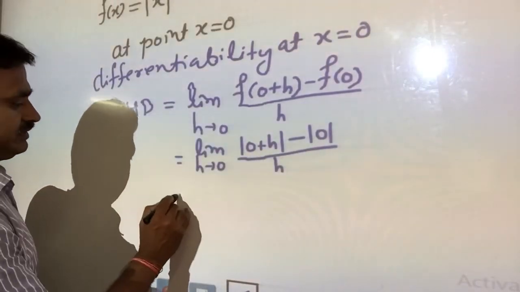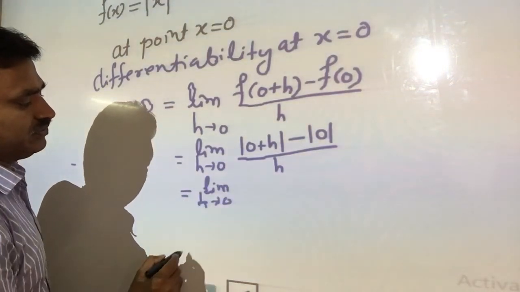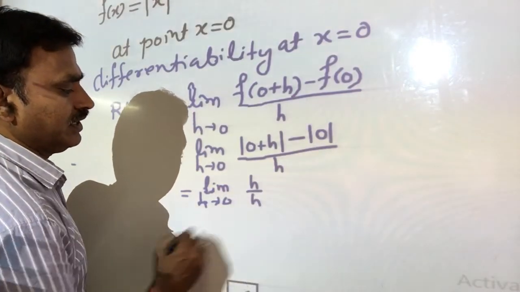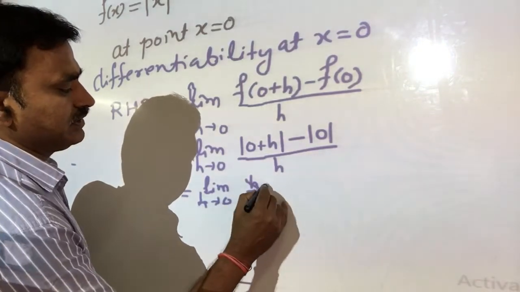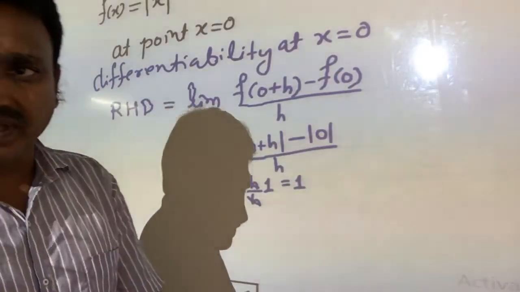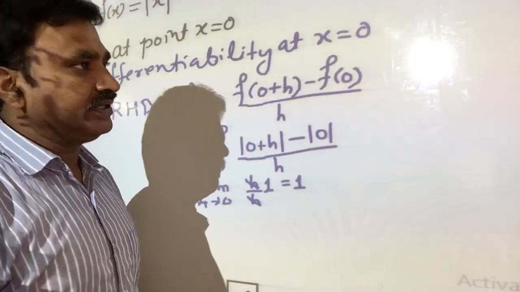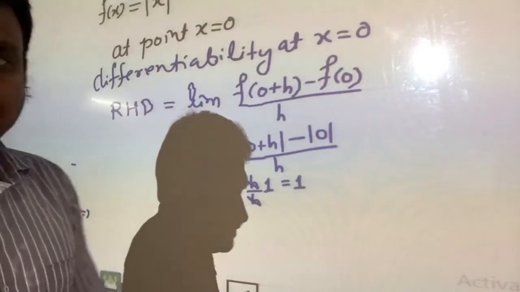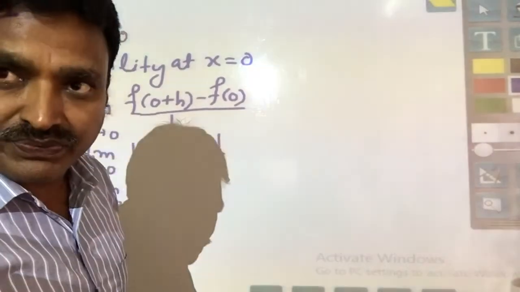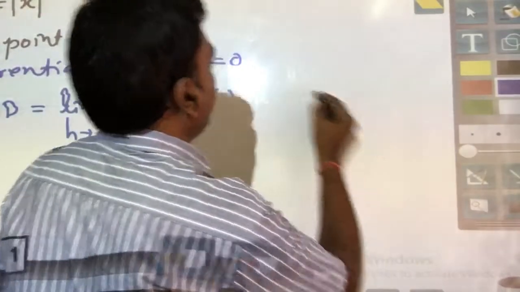So students, when we simplify it, now it will be the limit as h tends to 0 of mod of h, which is h, minus 0, upon h, and h is cancelled by h, this is 1. The right hand derivative of the function mod x at x equal to 0 is plus 1. Now if the function is differentiable, its left hand derivative should also be plus 1. Okay, we will find the left hand derivative.